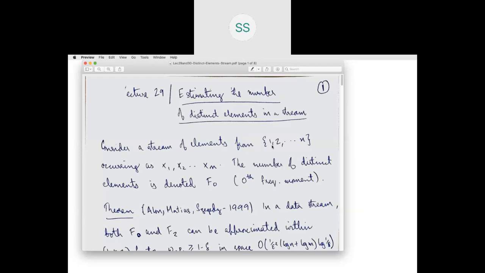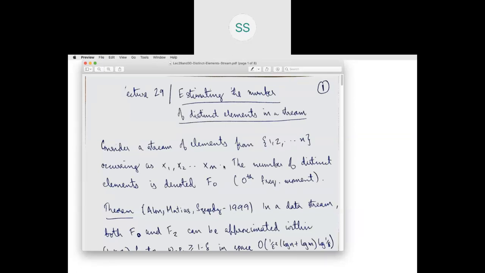So let's say you have some limited space, and then the stream of elements, let's say they come from the set 1, 2, 3 up to n, and let's say there are m such objects that are appearing again and again. So m such x1, x2 up to xm, m for Mumbai. So x1 could be any one of these, x2 could be any one of these, etc. One extreme case would be that all of them are equal to 1. Or it could be that 1, 2, 3, 4, 5, 6, 7, 8 up to n, 1, 2, 3, 4 up to n, and so on. Everything keeps repeating.